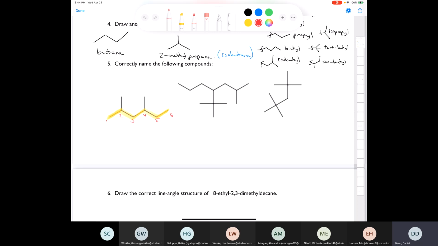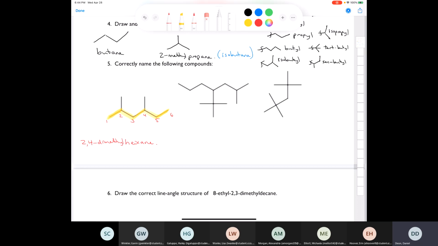So this molecule is going to be some kind of hexane because it's got a total of 6 carbons in the longest chain. I've got methyl groups at carbons 2 and 4, so this is 2,4-dimethylhexane, just like that. All right, there we go. Let's take a look at the next one.